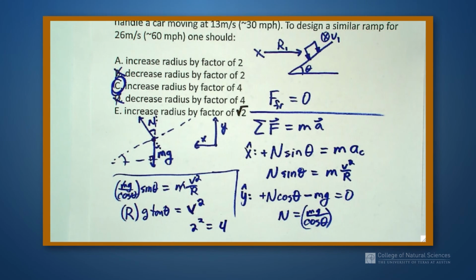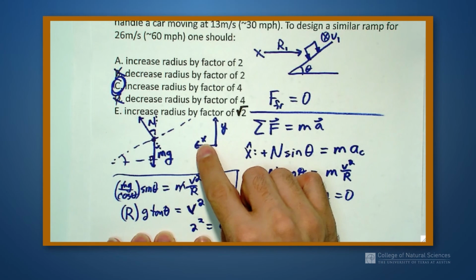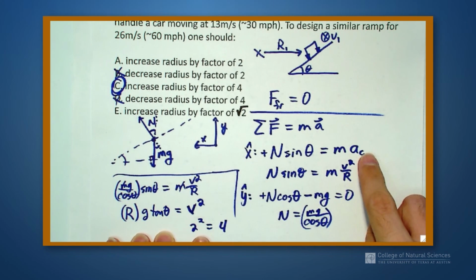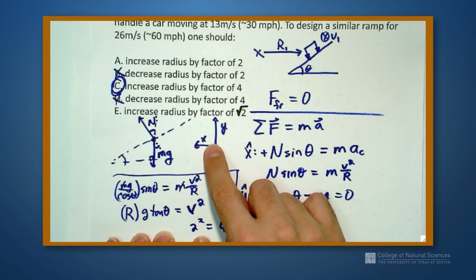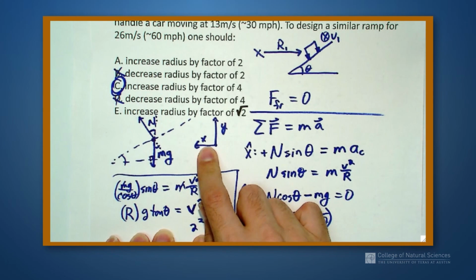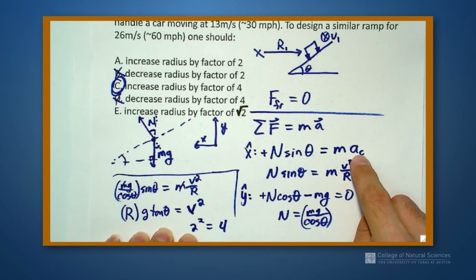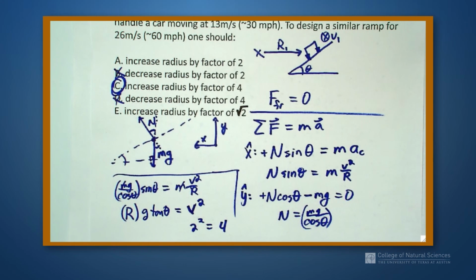It took a little work to get there. We had to do a couple different Newton's second law problems, one in the x, one in the y. And I think the trick on this one is to choose a coordinate system where one of your directions, in my case, the x direction, was solely in the same direction as my centripetal acceleration. It makes life a whole lot easier to solve.